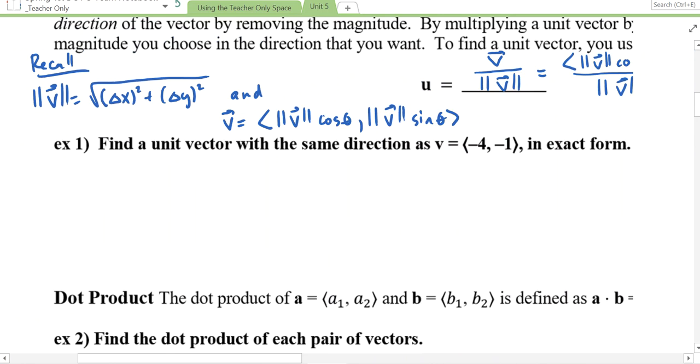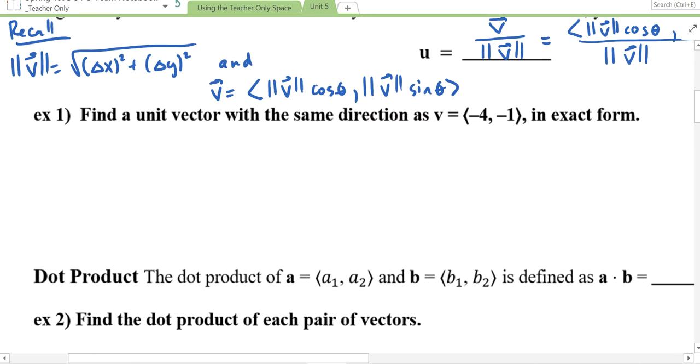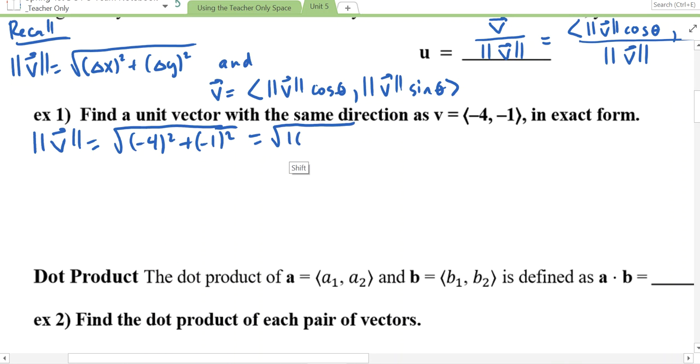All right, so here's an example. They want us to find the unit vector, and they give us v. They give us that v's components are -4 and 1. And they want the unit vector in exact form. So that means we have to go find the magnitude. Our magnitude of v is equal to the square root of -4 squared plus 1 squared, which means it's going to be the square root of 16 plus 1, which gives me the square root of 17.